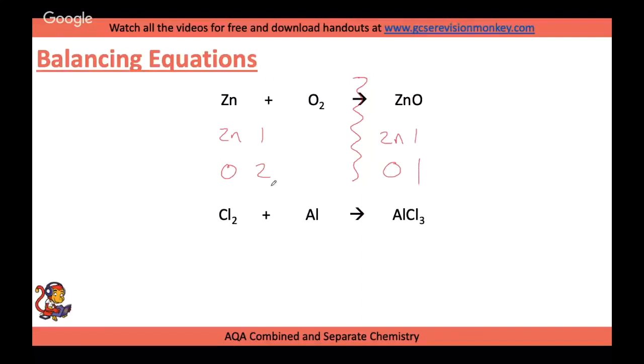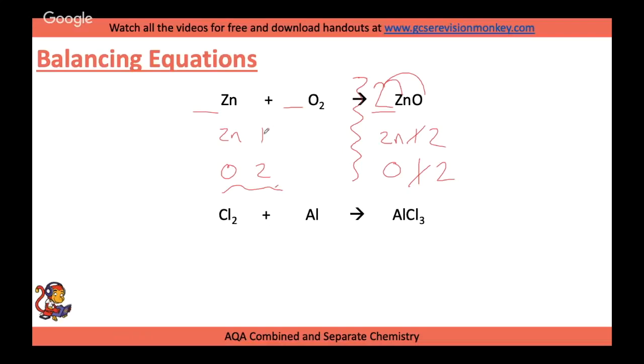We then need to look at which one we need to balance, and at the moment it's the oxygens. So the only place you can put numbers is in front. So let's put a number there, 2. That will make now 2 zincs and 2 oxygens, like so.